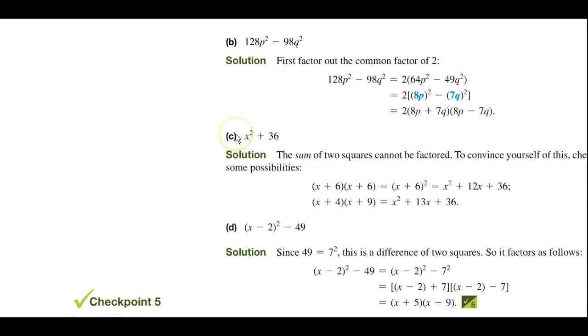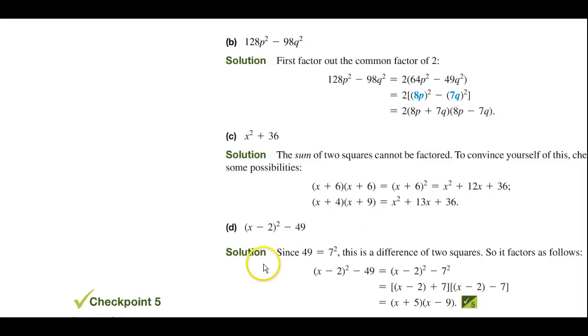Now as we look at example C, we see our first term is a perfect square. Our second term is a perfect square, but it's not the difference. It's the sum of perfect squares. A sum of perfect squares cannot be factored. So this is something you'd have to keep in mind.